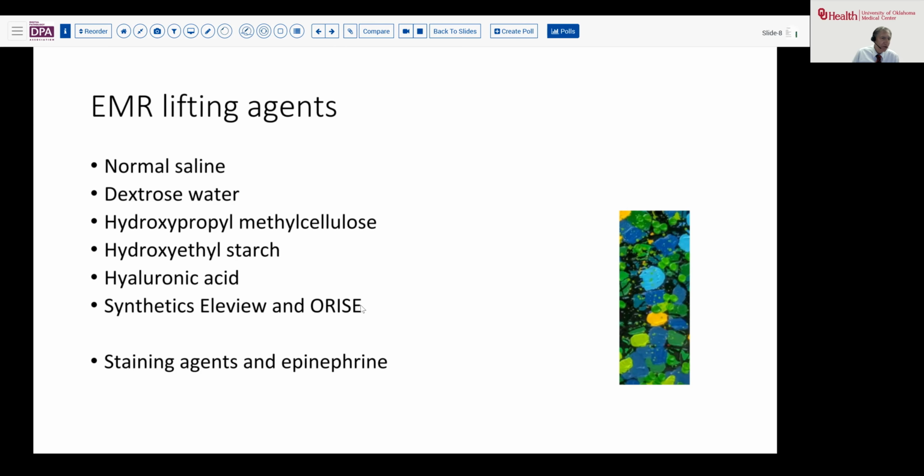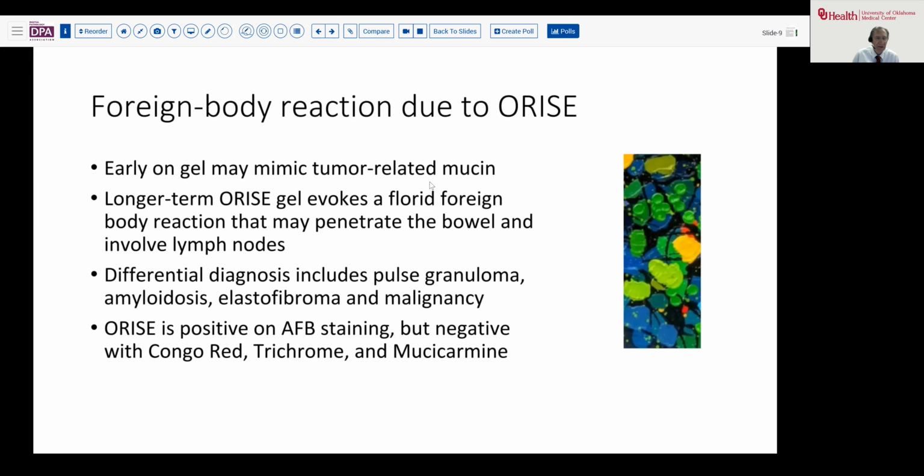Along with their introduction have come a number of reports of post-endoscopic mucosal resection granulomata, leading fairly recently to an actual systematic study of this situation. And in fact, the Elaview has not been identified with any of these post-operative granulomas, but ORISE granulomas or reaction has been identified in over half of cases that were identified as using it.